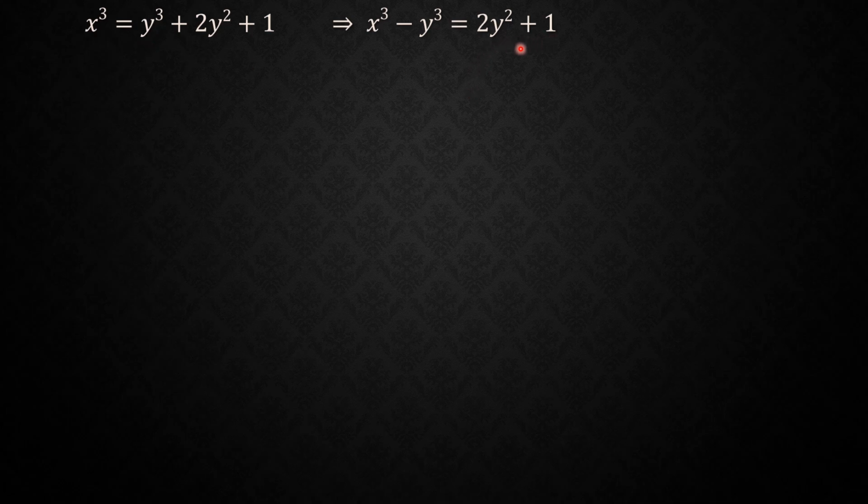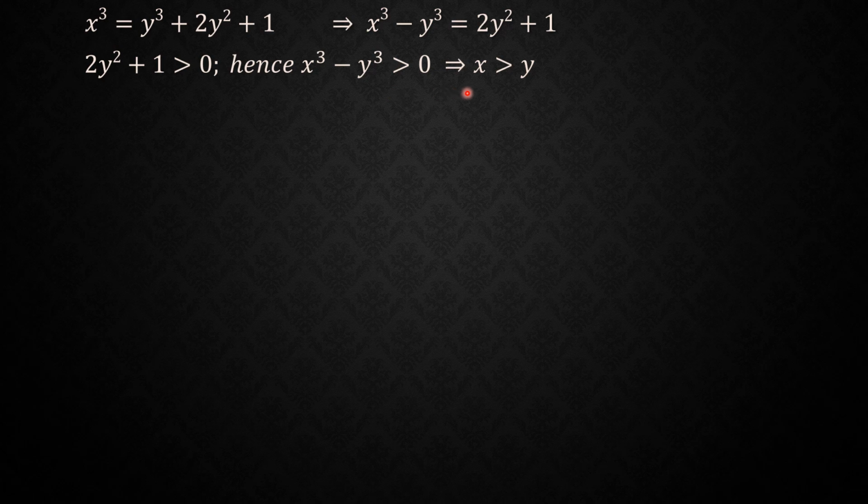Now since 2y squared plus 1 is always positive, we can write 2y squared plus 1 is greater than 0. Hence x cubed minus y cubed is greater than 0. That means x is greater than y. Now since x is greater than y, we can rewrite this as x is greater than or equal to y plus 1, and if we cube both sides, we get x cubed is greater than or equal to (y plus 1) whole cubed.